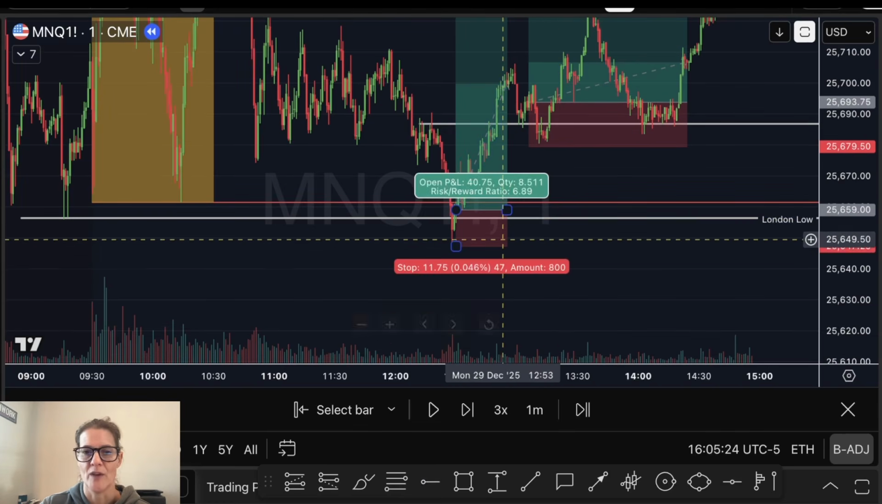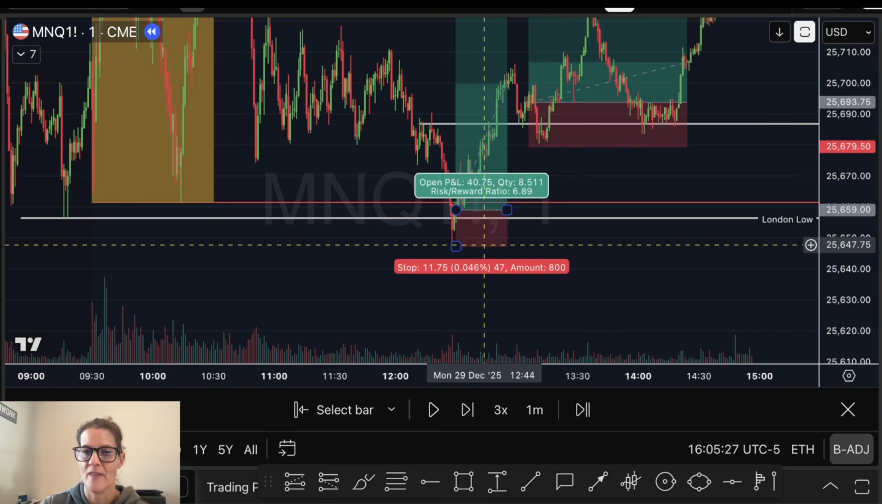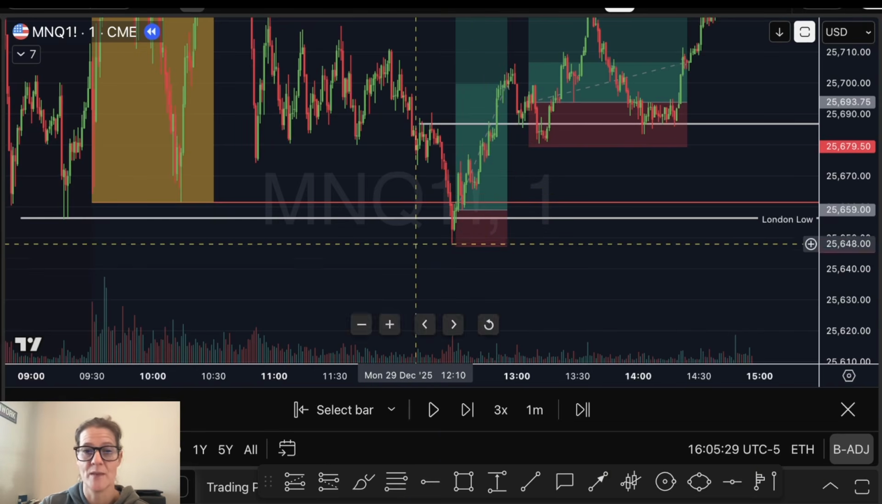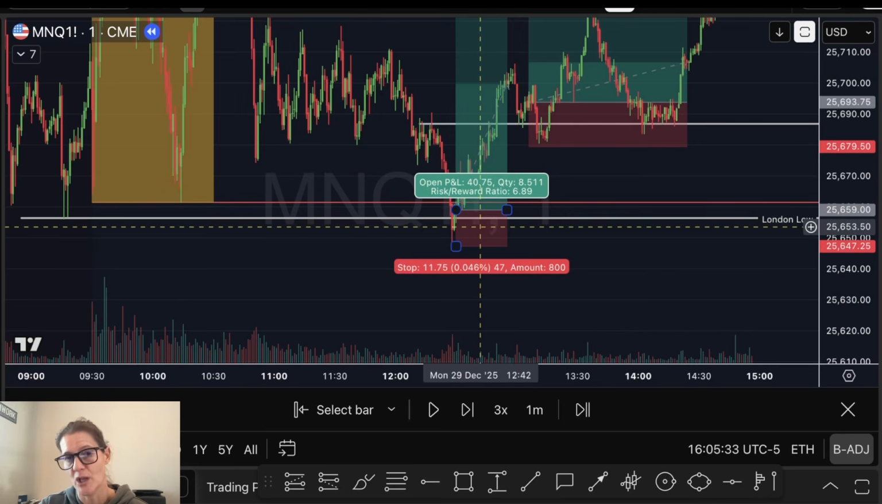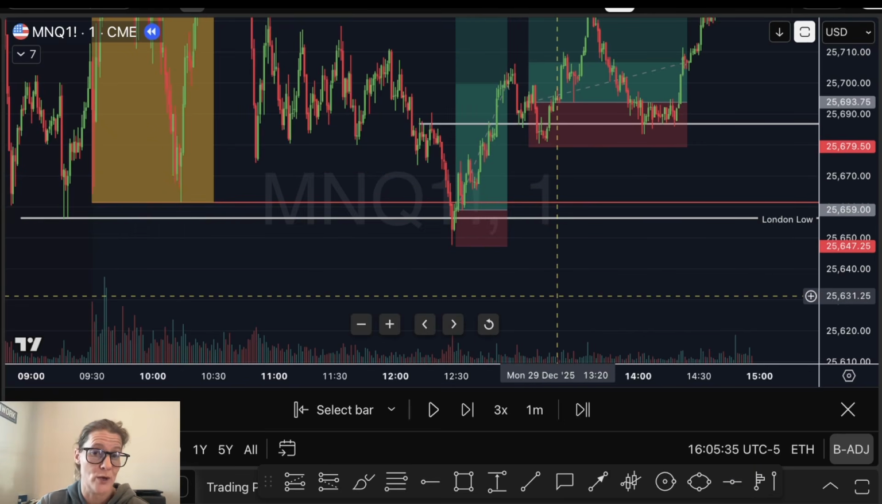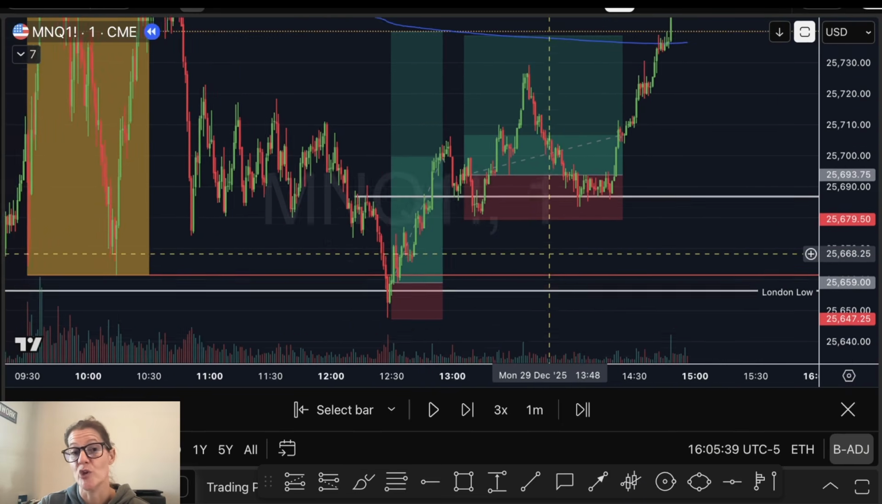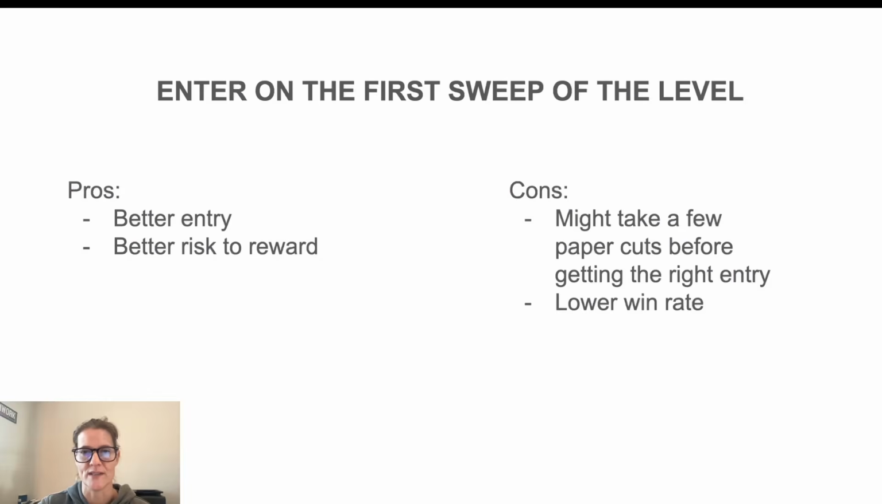The problem with that though is it doesn't always happen on the very first entry. So there's times where it wicks below, it gets bought up a little bit, and then it wicks below again, and it might hit your break even, or it might hit your stop loss. So let me go ahead and go to my risk and reward, my pros and cons. So here's the pros and cons of the first time entering right at the sweep of the level.